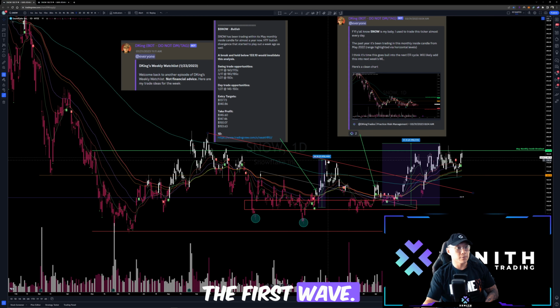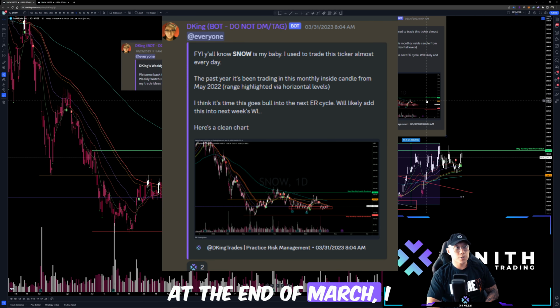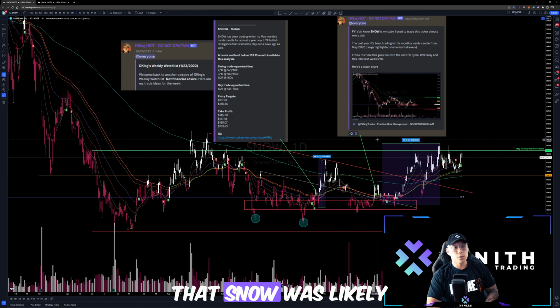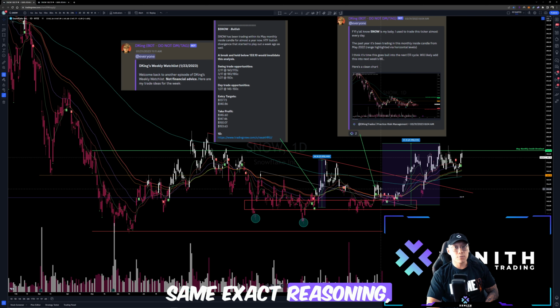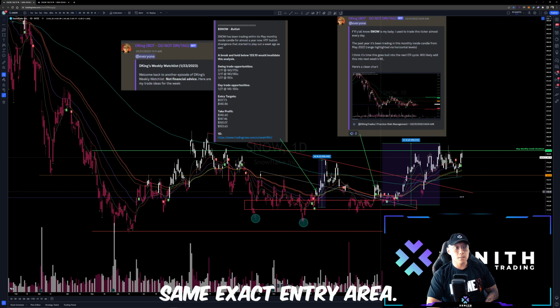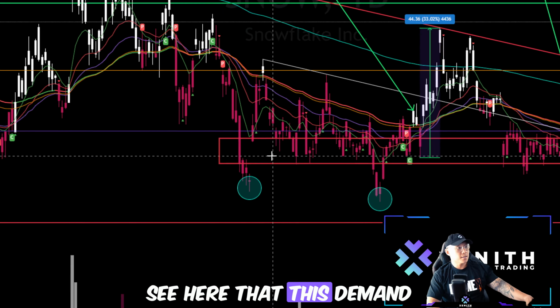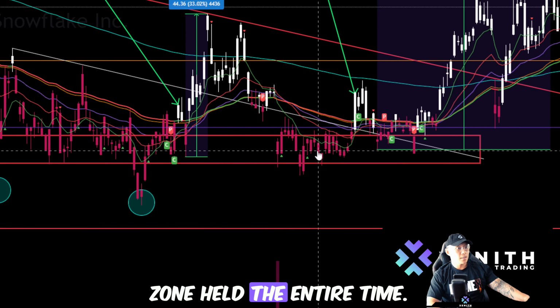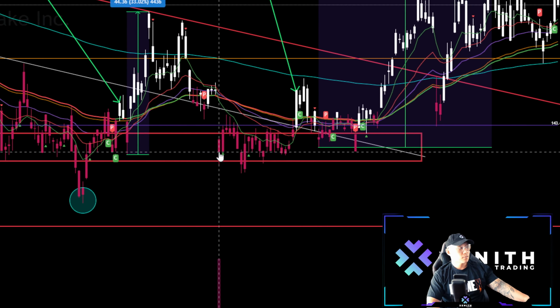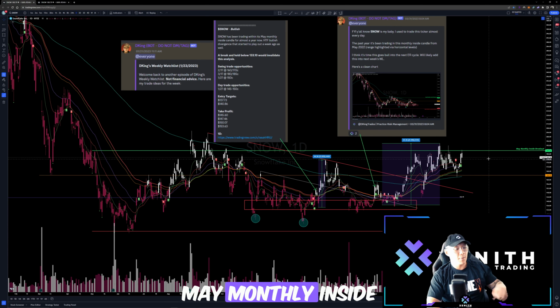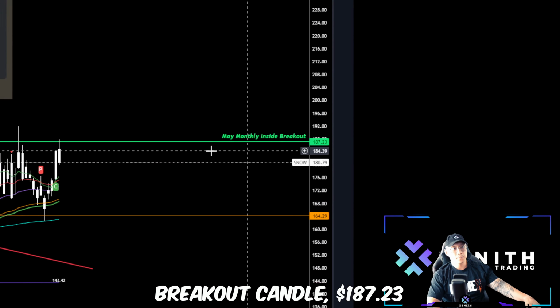Now, that was the first wave. A couple of months later, at the end of March, I brought it up again in my community, indicating that SNOW is likely going to run into its next ER, which was May. Same exact reasoning, same exact analysis, same exact entry area. And again, you're going to see here that this demand zone held the entire time. Now, with that, we got another upside move of 42% right into our May monthly inside breakout candle.